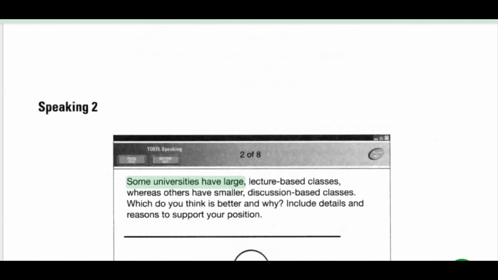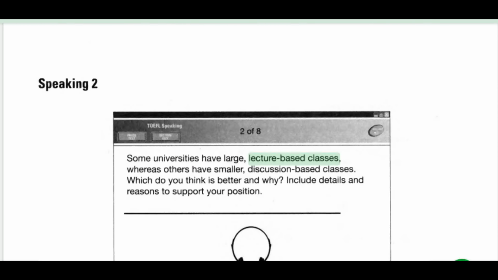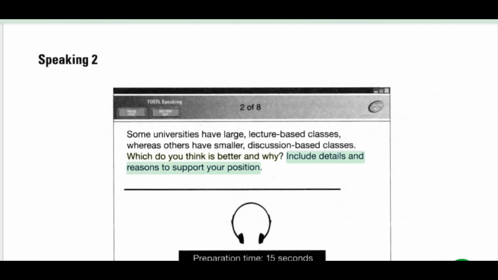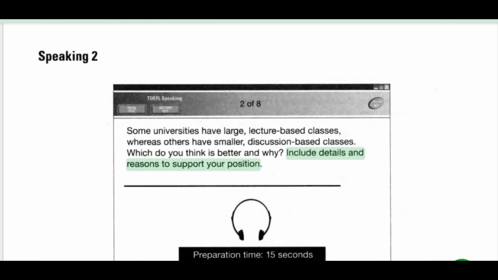Speaking 2. Some universities have large, lecture-based classes, whereas others have smaller, discussion-based classes. Which do you think is better and why? Include details and reasons to support your position.